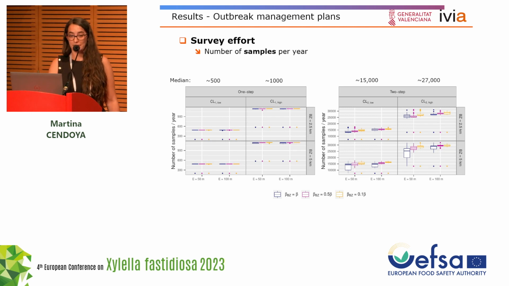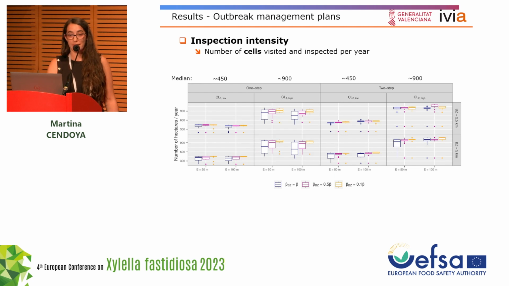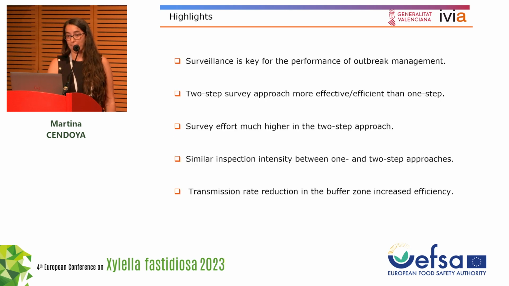Here are represented separate because they have different scales. With the 1-step, we have 500 or 1,000 samples per year, and with the 2-step, we have between 15,000 to 27,000 samples per year. However, in terms of inspection intensity, that is the number of cells inspected per year, we have similar results with the 1-step or 2-step approaches, and only depends on the confidence level.